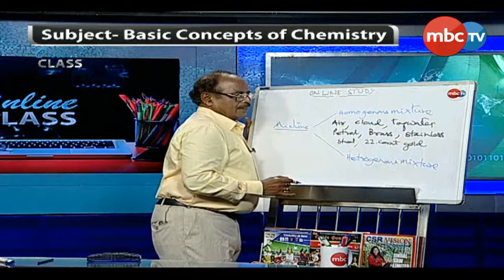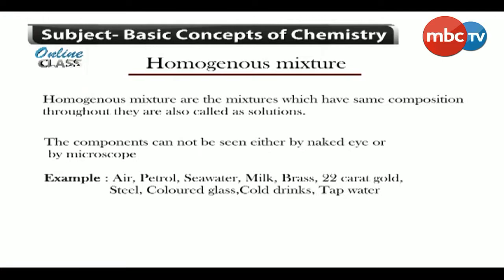Gold is an element, and 24 carat gold is in the elementary state because the purest form of gold is present. But the moment the carat decreases to 22, copper or silver is added to the gold to prepare the 22 carat gold.